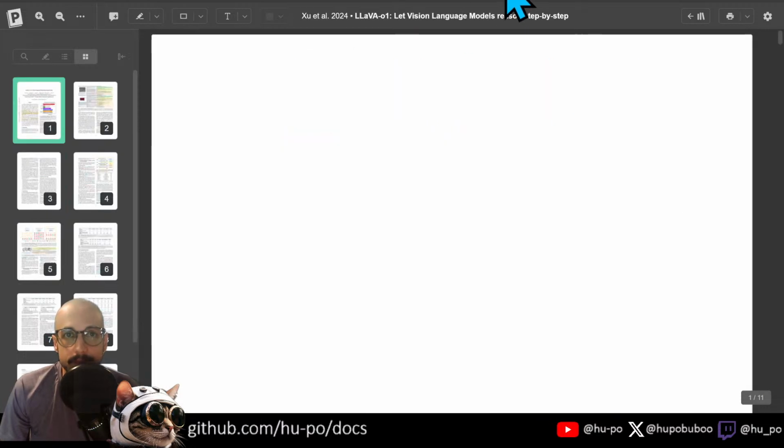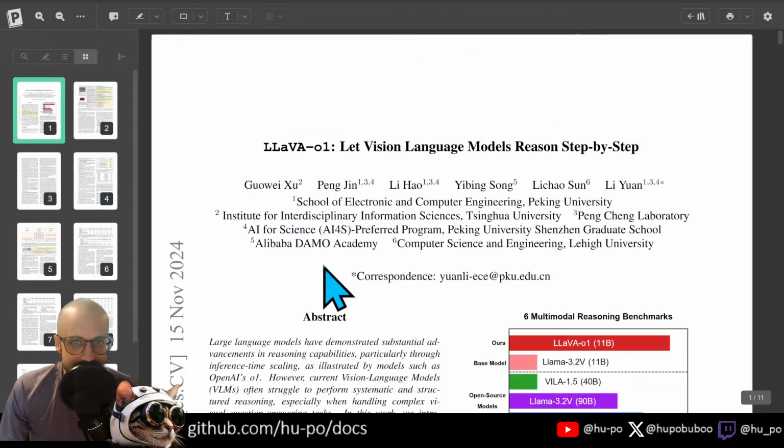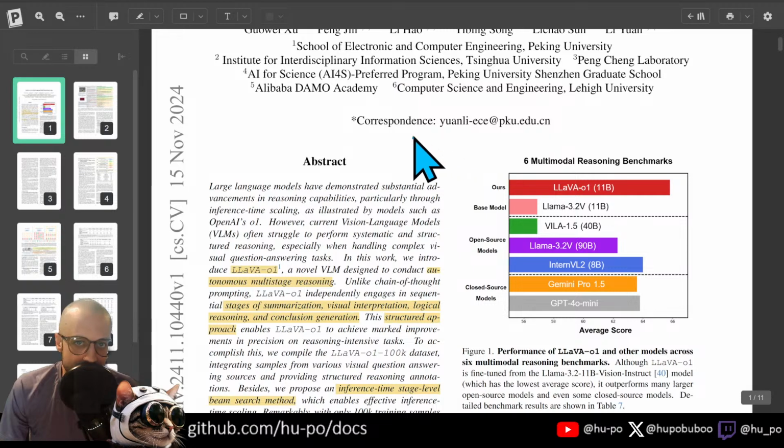Okay. Now let's go into this next paper here. LLaVA-o1: Let Vision Language Models Reason Step by Step. This was released on the 15th of November. So LLaVA-o1, right, which is obviously a reference to o1, the reasoning-based model that OpenAI released. I think we did a stream on that as well, multiple different streams, right, on this idea of reasoning models.